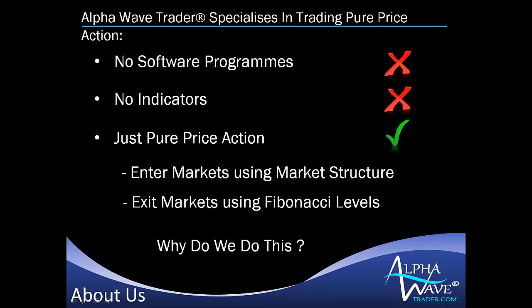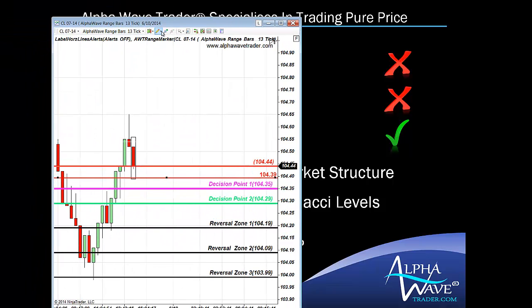So what makes the alpha wave trader method so different? The alpha wave trader method is based on pure price action only, no indicators of any kind. Every single decision made before trend entry requires only pure price and Fibonacci levels. For example, this is a short trade I had taken today on oil. This is a short that, after reaching the reversal zone, staged an extremely powerful reversal.